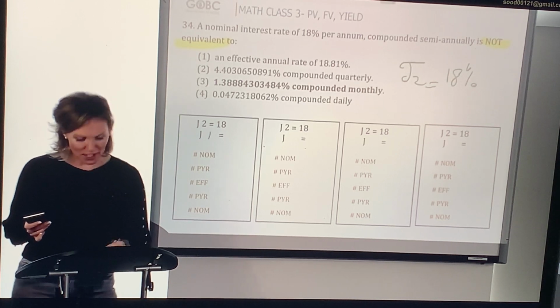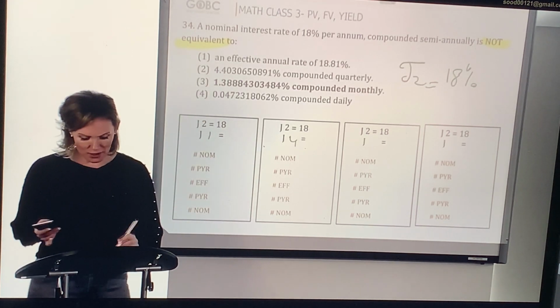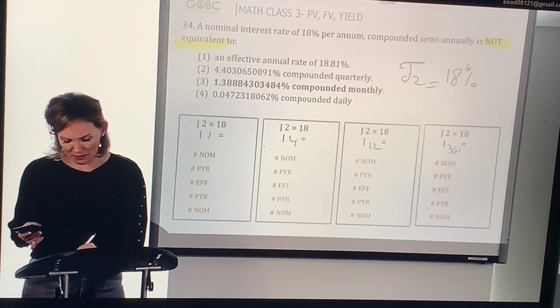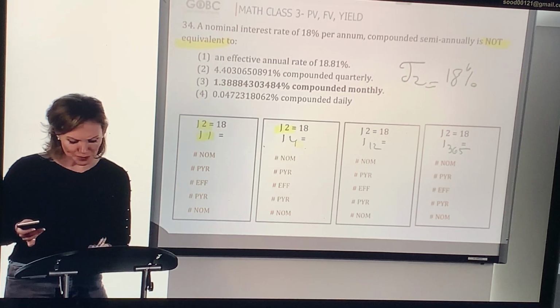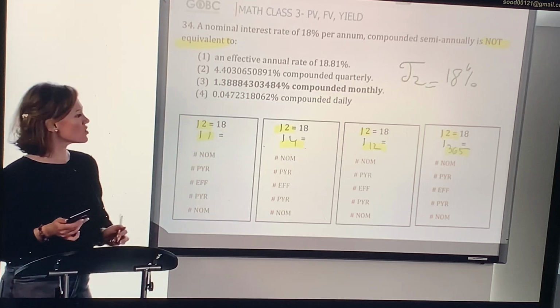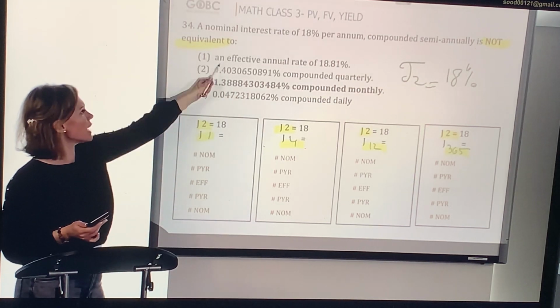Effective J1, second option quarterly, that's J4, then monthly and daily. So same idea. We need to convert them to match them up. And which one does not match the conversion? That's the answer that you're looking for. Effective is the easiest one.